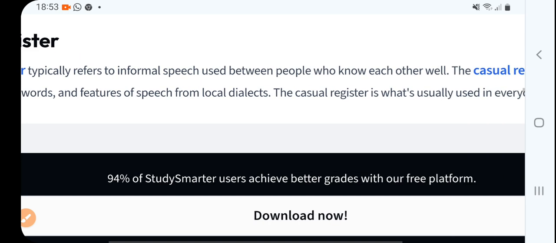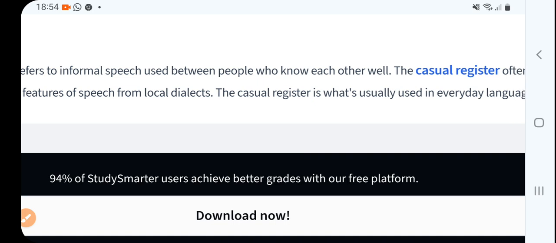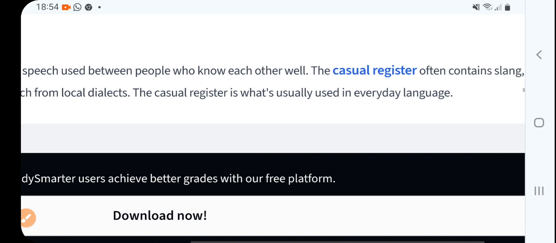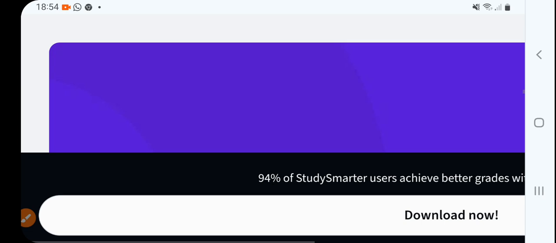For example, in Hindi, we usually say "abe sale", this way, right? "Pagal", this way. These are the casual register slang terms. "Bekoof". This way, the casual register is what's usually used in everyday language, right? That is called the casual register.